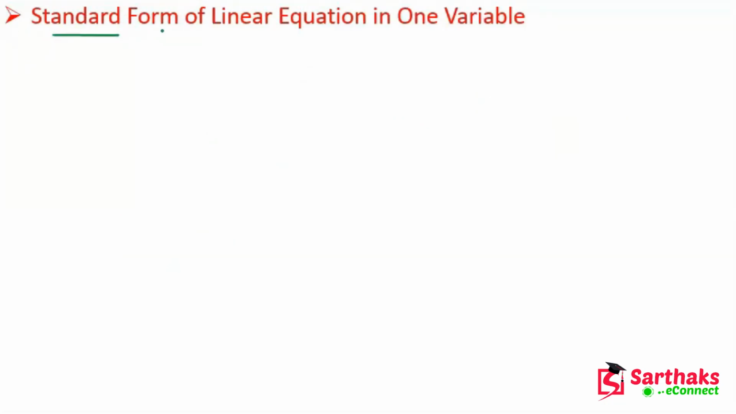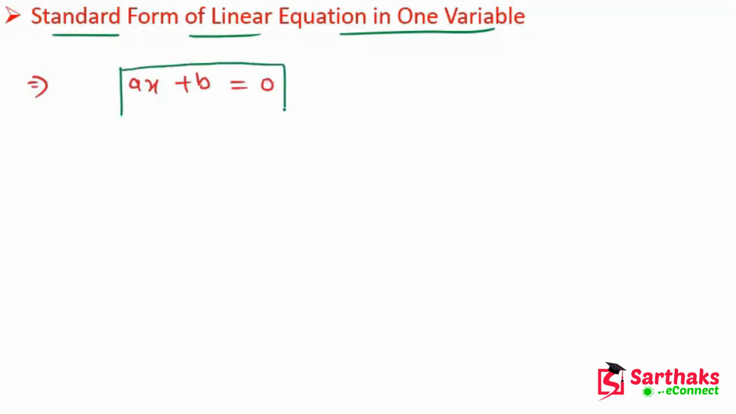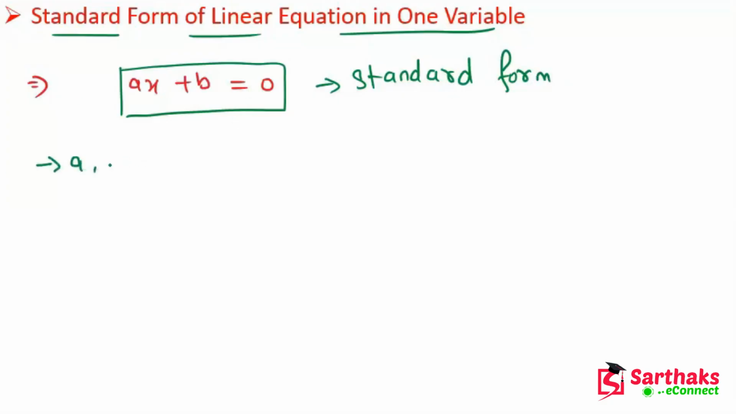So now let's see the standard form of linear equation in one variable. The standard form of linear equation in one variable is represented as ax plus b is equal to 0. This is the representation of linear equation in one variable. This is the standard form. Here a and b are real numbers.